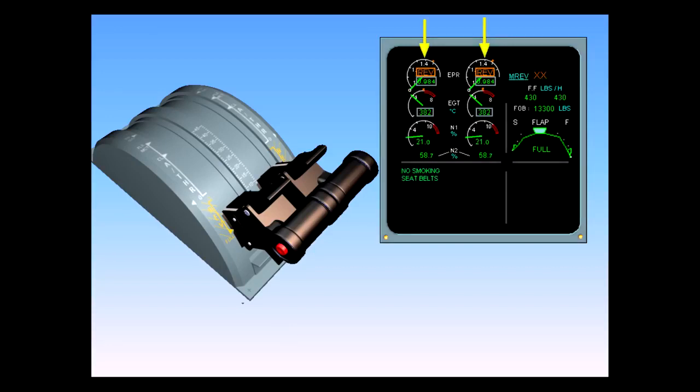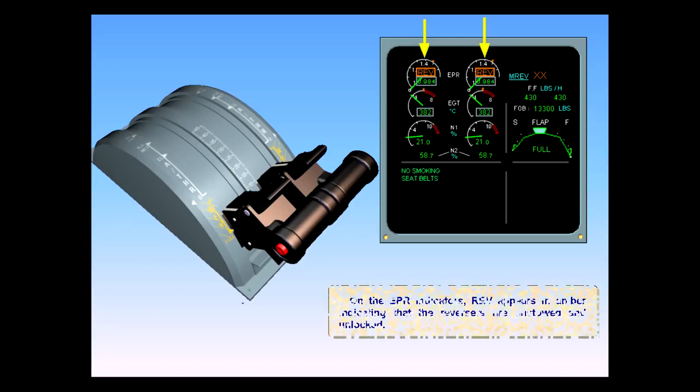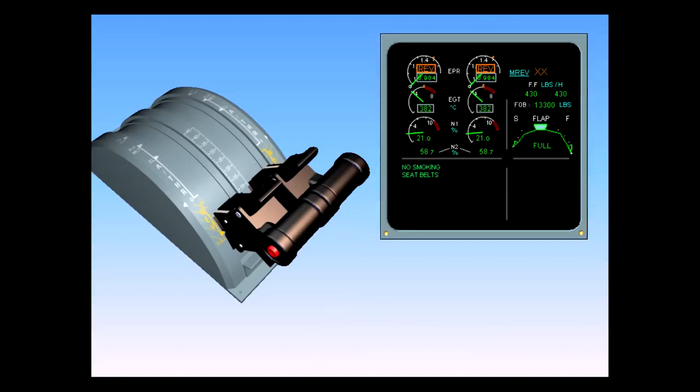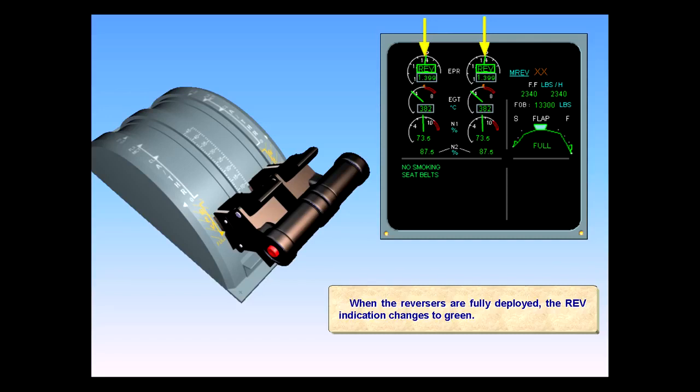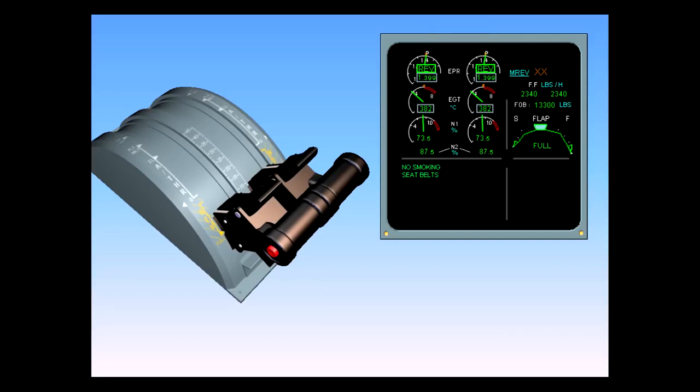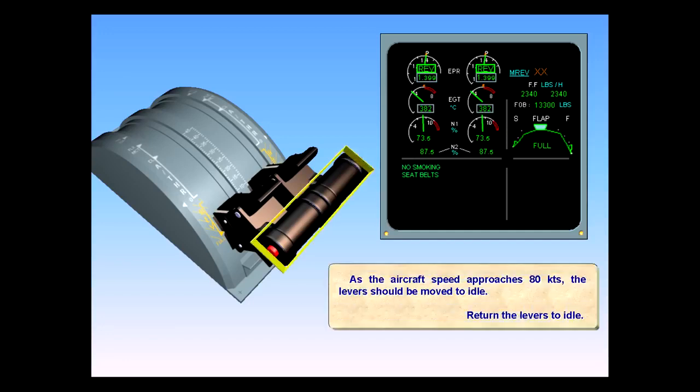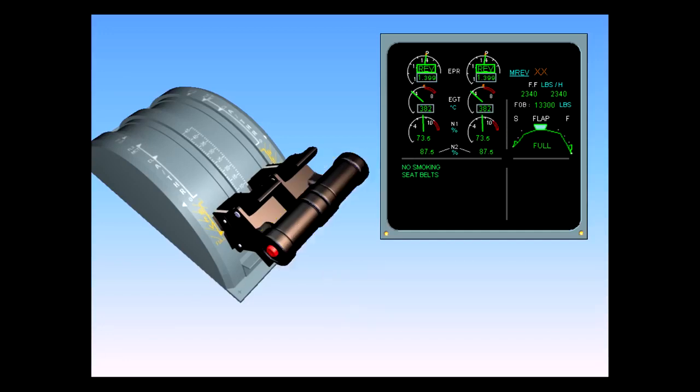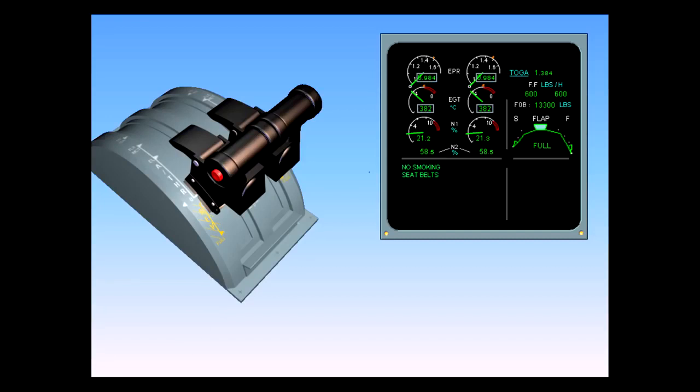On the EPR indicators, reverse appears in amber, indicating that the reversers are unstowed and unlocked. When the reversers are fully deployed, the REV, or reverse indication, changes to green. As the aircraft speed approaches 80 knots, the levers should be moved to idle. Return the levers to idle. To provide for sufficient cool down, it is recommended to leave the engines running for at least 3 minutes after landing.